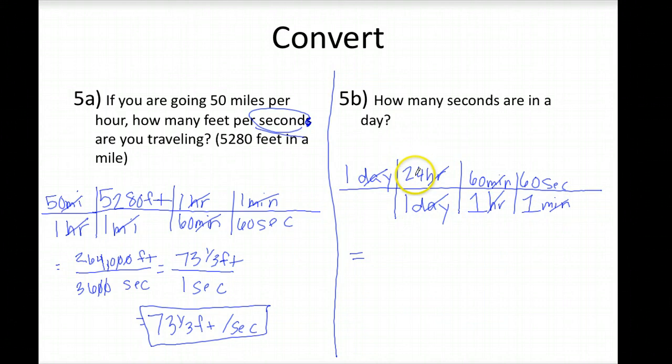My numerator, I have 24 times 60 times 60, and that gives me 86,400. But once again, we want to make sure of units. So there are 86,400 seconds in a day. And that is our answer.